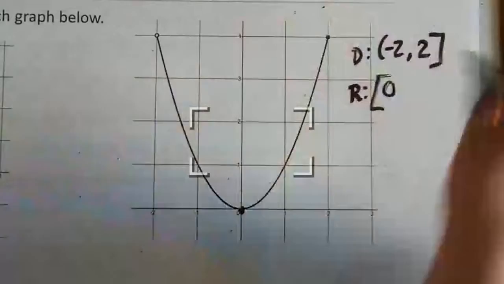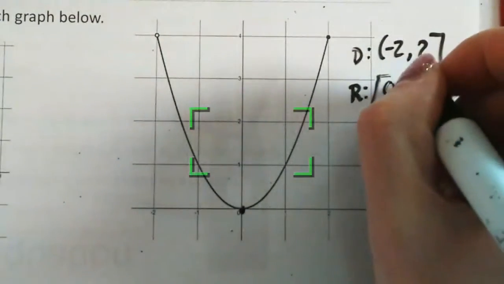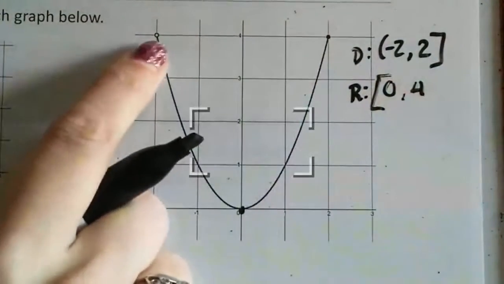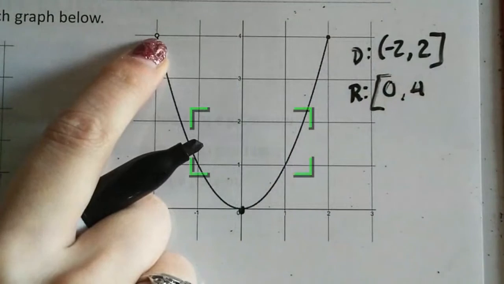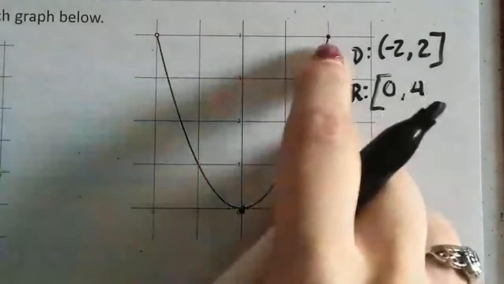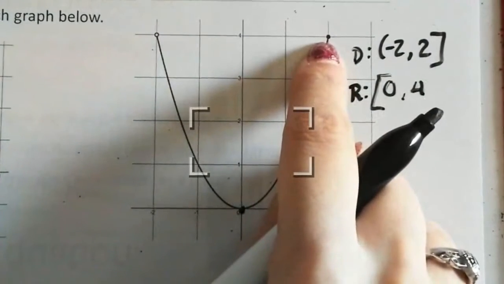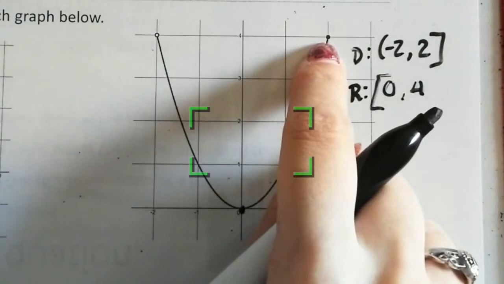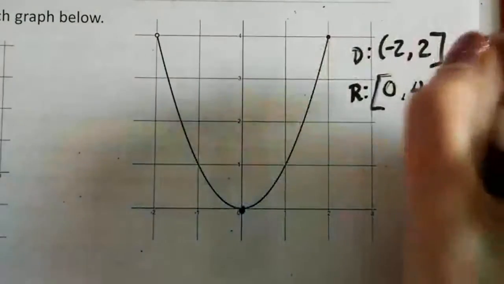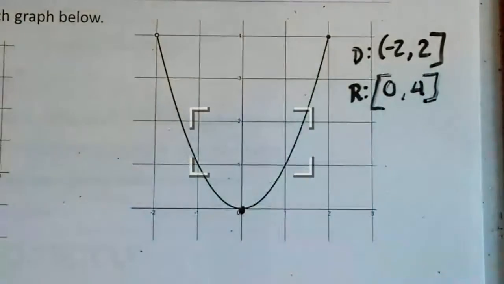Our range goes up until 4 because that's the highest y value we get to. You may be tempted to do parentheses because you see the open circle here. But on this side, we have the closed circle, meaning that there is a point here that has a y value of 4. So we get to use the closed bracket there.